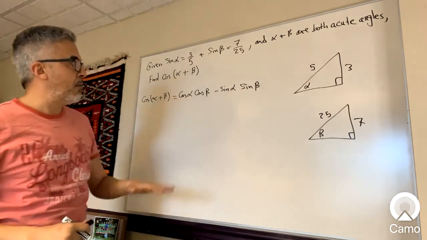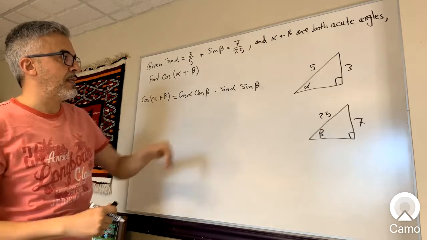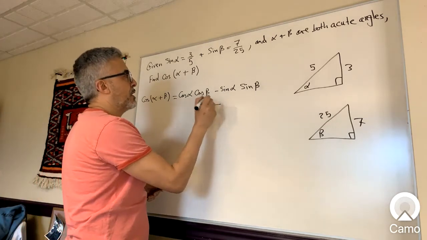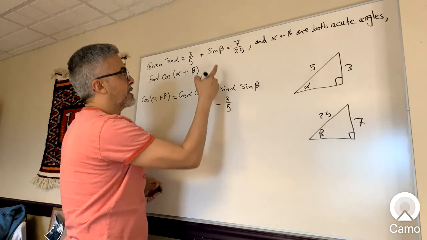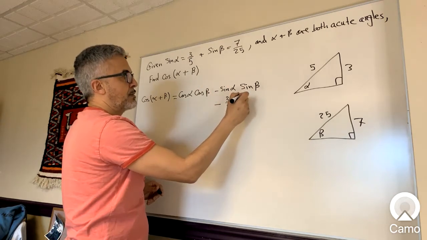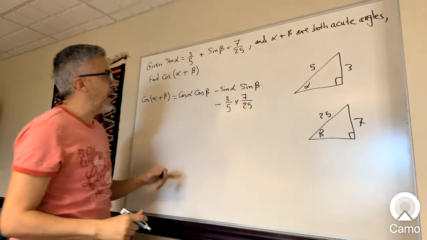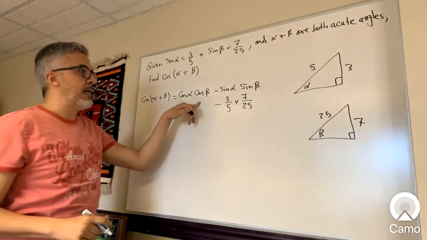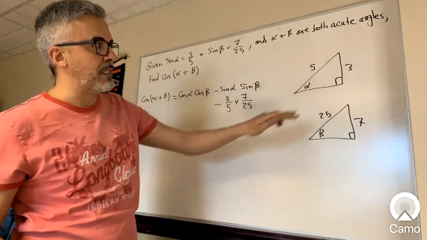Now, I know the sines of alpha and beta because they're already given to me. So sine alpha is 3/5, and sine beta, that's times 7/25. But I don't know what cos alpha and cos beta are, because if I look at this, I don't know what the adjacent is here, and I don't know what the adjacent is there.